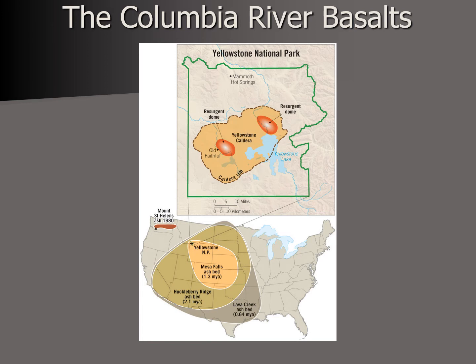And then a little more recently, you had the Mesa Falls eruption 1.3 million years ago, and you see there that the ash covered a smaller region, yet still big. And then you see the most recent super eruption 640,000 years ago. The Lava Creek ash bed covered many states. So of these 3 recent eruptions, the one that was the biggest was the one that was the most recent.